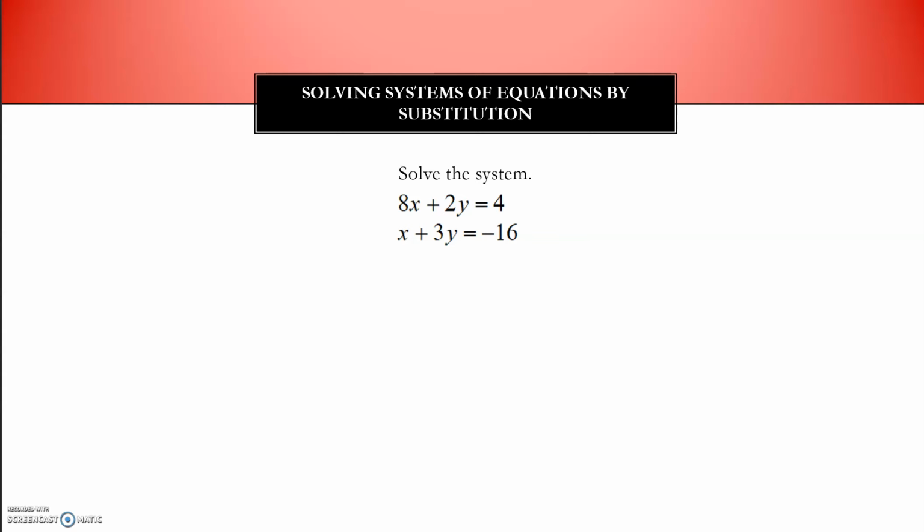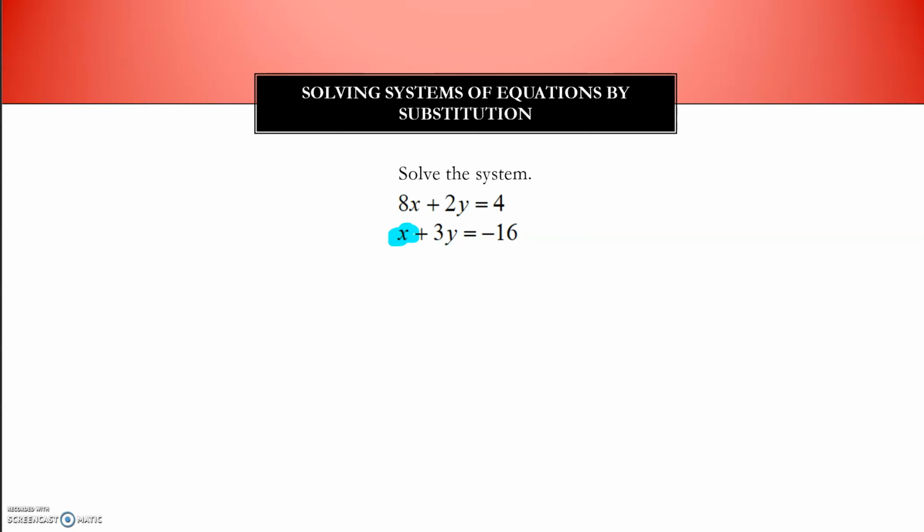So what you want to look for is something like this. I see 1x here. That is very easy to make into an x equals equation. Notice how both x and y in the first equation have a coefficient. That's not to say you can't solve that one for x or y, just that it will be more work than you might want to do. Okay.